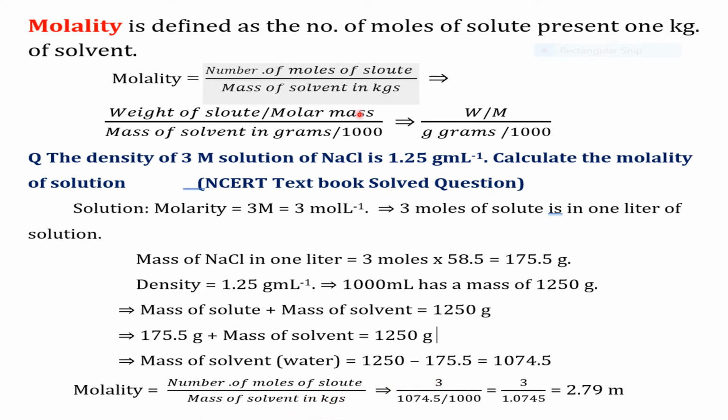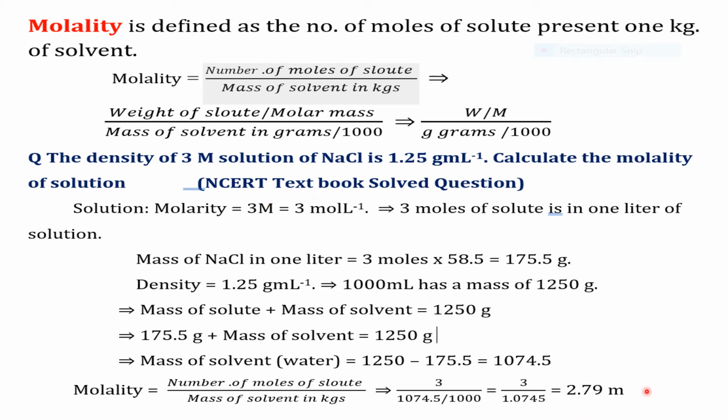Now molality is equal to number of moles of solute by mass of the solvent in kilograms. Number of moles is already given as 3 moles. So number of moles of solute 3 by mass of the solvent 1074.5 by 1000. So here we converted this grams into kilograms. Therefore equal to 3 by 1.0745 equals 2.75 molal.